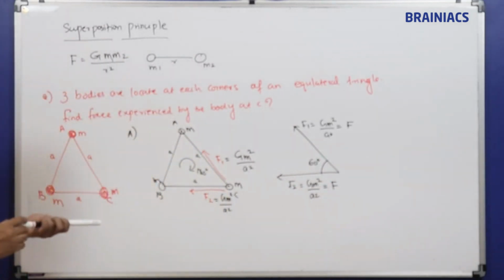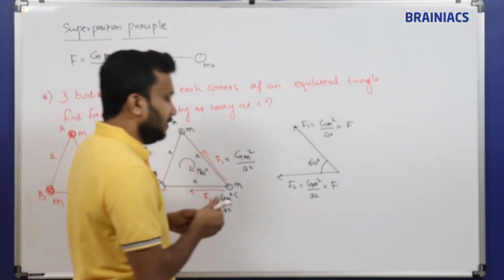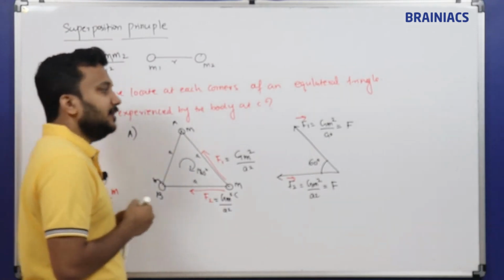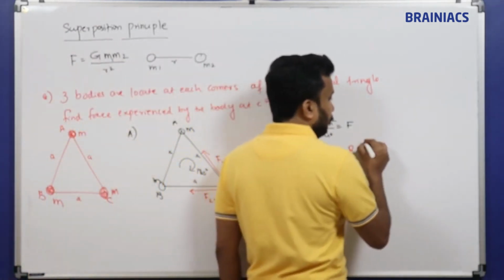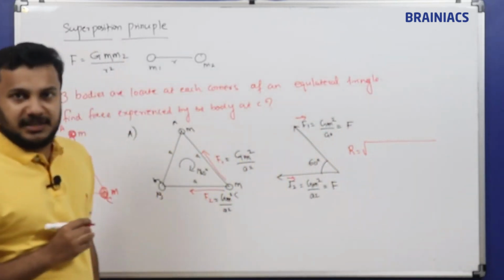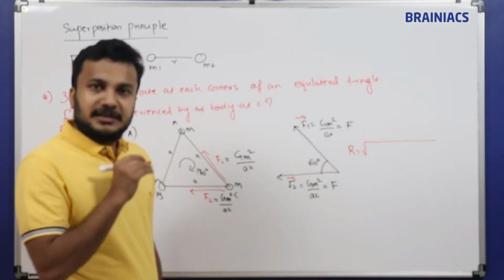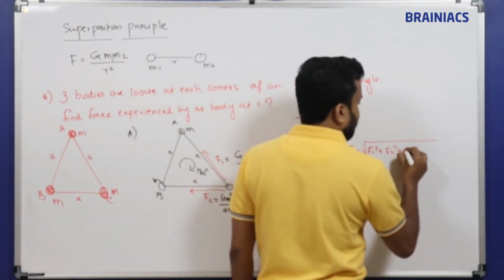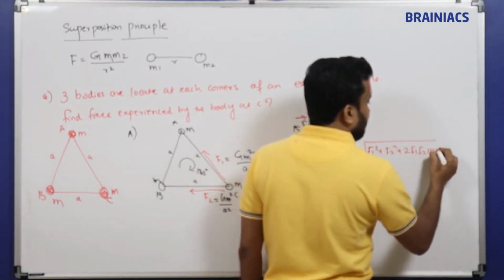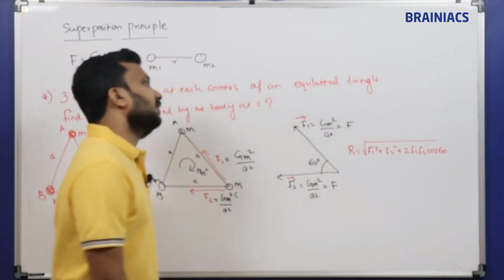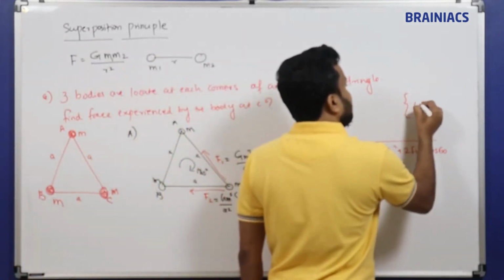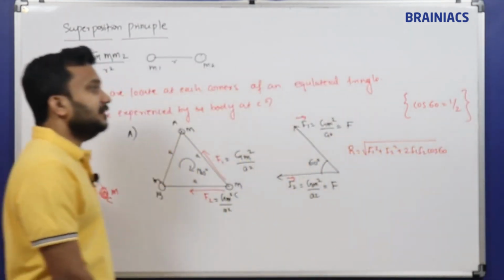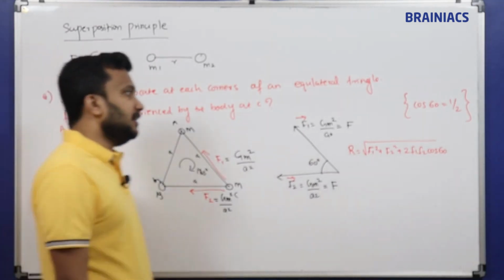Now there are two forces. Again this is a vector, and again this is a vector. How to find the resultant of two vectors? Yes, we know the formula. R equals root of a square plus b square plus 2ab cos theta. The same formula we apply here, which means F1 square plus F2 square plus 2 F1 F2 cos of the angle between them. What is the angle? Cos 60. Cos 60 is equal to 1 by 2. Cos 60 and sin 30 are the same. Standard values.